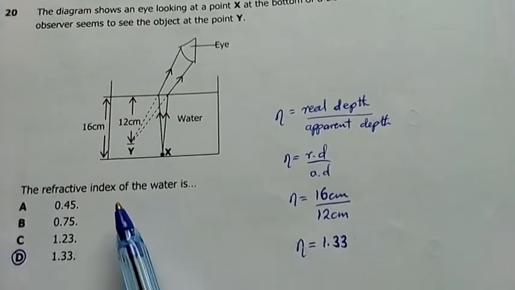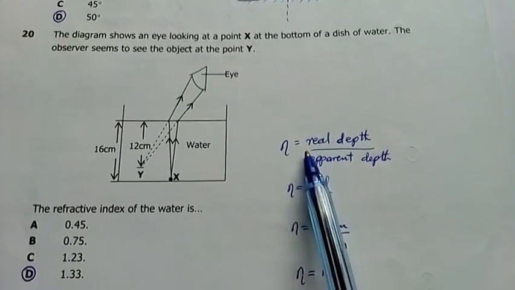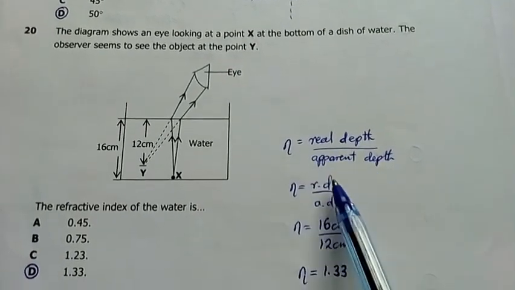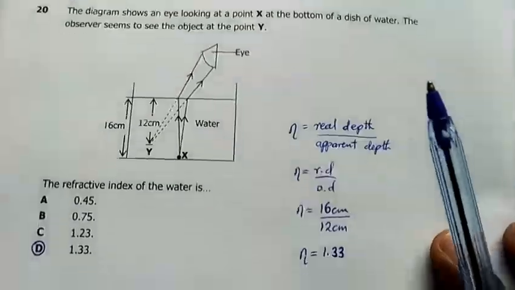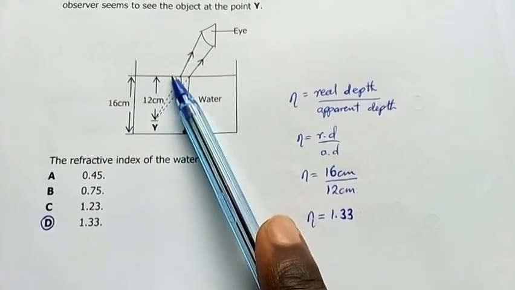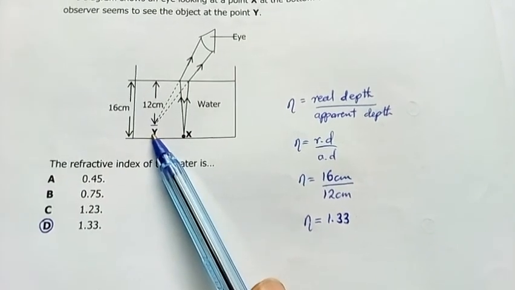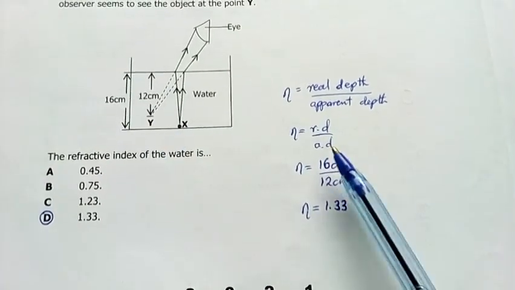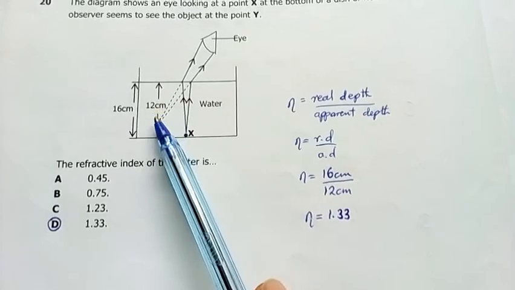So what is the refractive index of this water? Refractive index is equal to real depth over apparent depth, RD over AD. Our real depth is usually from the top of the surface of the liquid, or water in this case, down to here. It can even be a glass block. And then apparent depth is from the surface again coming downwards here.